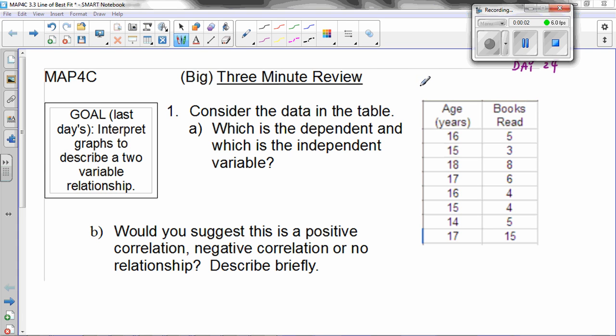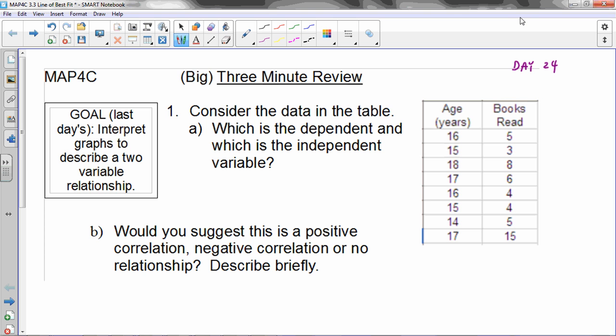And this is MAP4C day 24, lesson 3.3, day 1, and we got a big 3-minute review. The goal from last day is interpret graphs to describe a two-variable relationship, and we've got one here.